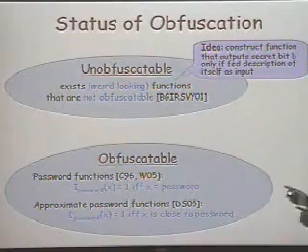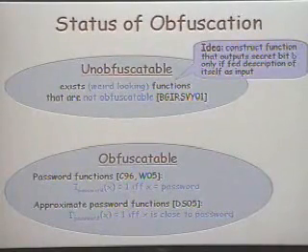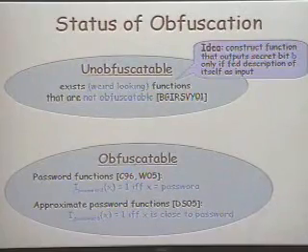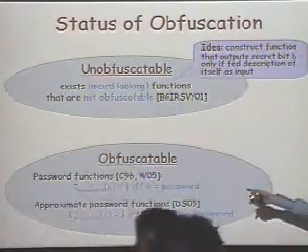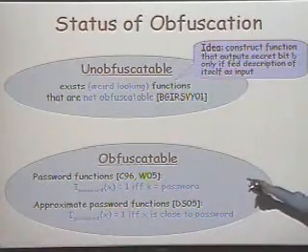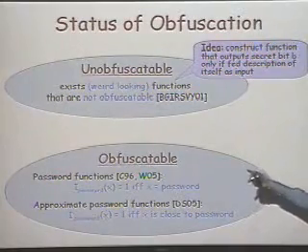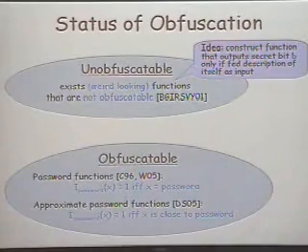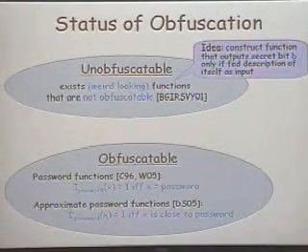What about positive results? On the positive side, also very little is known, and essentially the only thing known is that very simple functions can be obfuscated. In particular, Canetti and Wee showed that password functions are obfuscatable, and password functions are very simple functions that output 1 if and only if they are fed the password as input. Given the password they output 1, otherwise they output 0. That's a password function, also known as a point function. And recently, Dodis and Smith showed that approximate password functions can also be obfuscated.